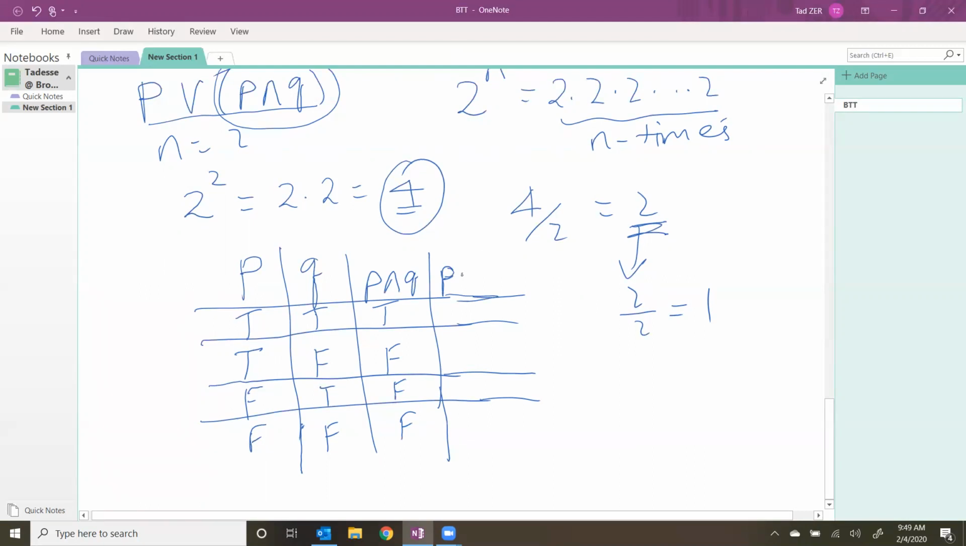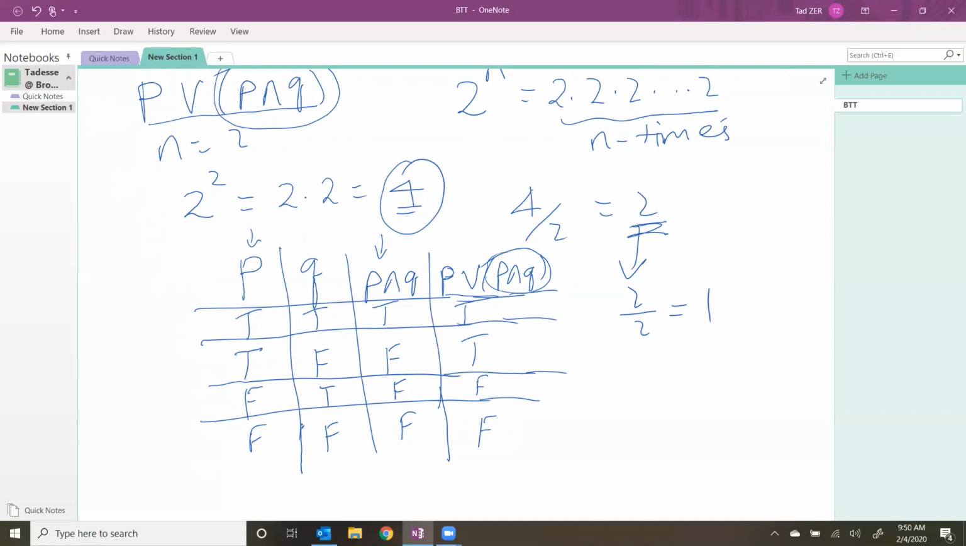Now I'll say P or P and Q. So what does that mean? Now I am referring to column number 1 and column number 3. 1, 2, 3, right? True or true. I'm taking this as just one variable, remember guys. So I'm picking these two, this one and this one. So true or true is true, true or false is true, false or false is false, false or false is false. That will be the truth value.